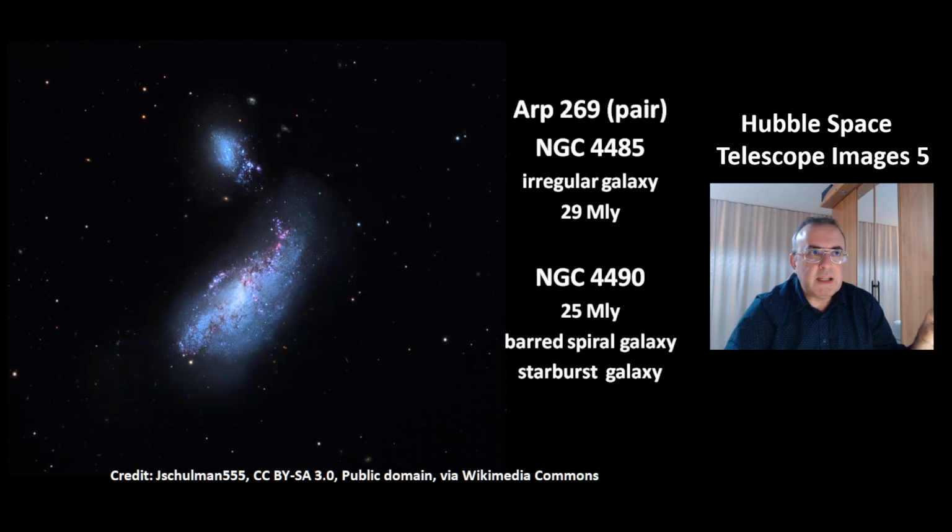This is the pair of galaxies. It's called ARP 269. At the top, this is NGC 4485, that's the irregular galaxy. And at the bottom, its bigger companion, it's NGC 4490, at 25 million light years distance, a barred spiral galaxy, and it has a starburst activity.